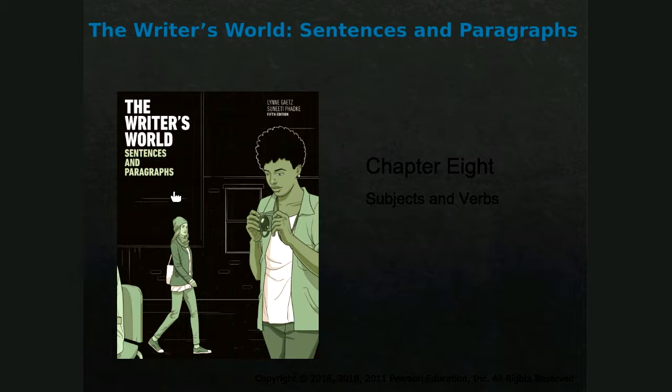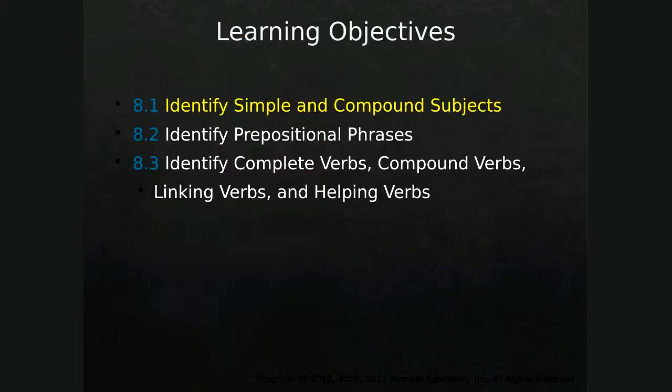This week we're starting in chapter 8 of the book, and we're going to switch around different chapters every week. We're starting with sentences. So we want to look at subjects and verbs. The lesson for today is to identify simple and compound subjects. And then next week, we will finish these other two. Next week, I'm going to do a video on identifying prepositional phrases and then looking more at verbs and how to use verbs.